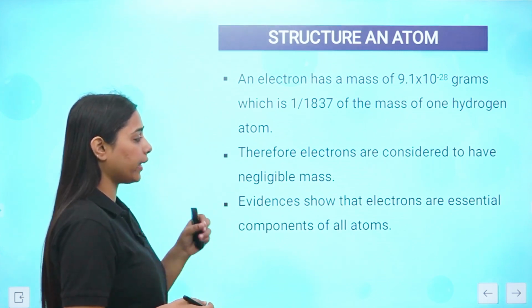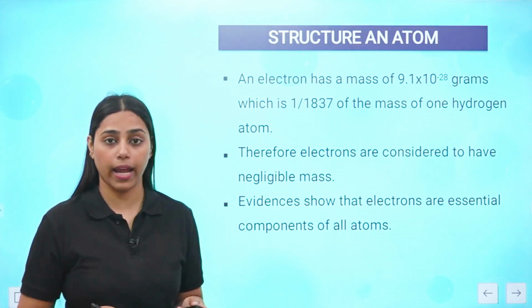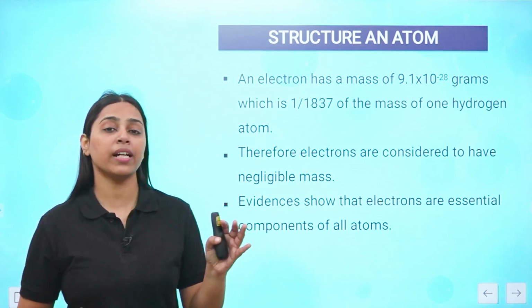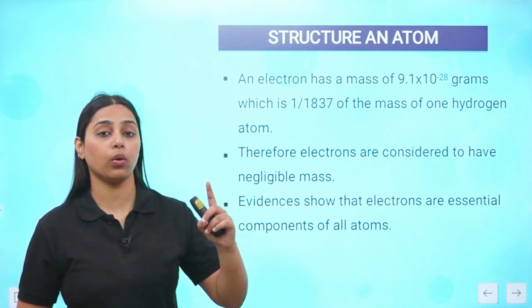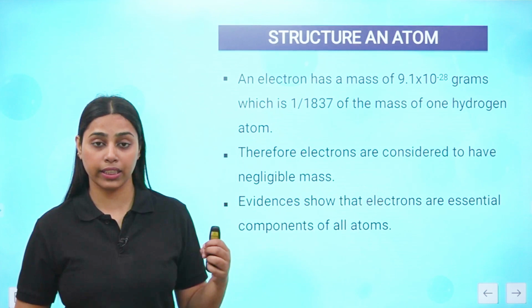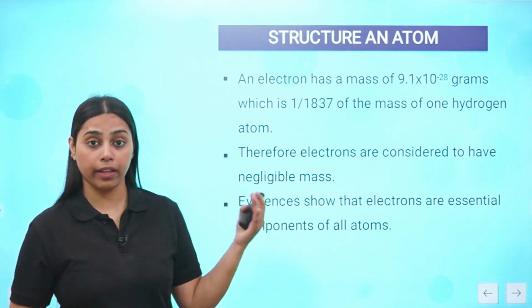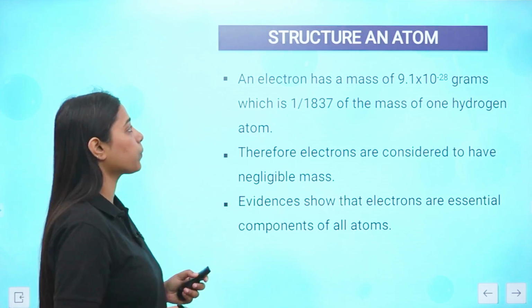Evidence showed that electrons are essential components of all atoms, and this is very true. We'll understand it when we discuss how chemical reactions take place and how chemical bonding takes place. There they play a very essential, significant role.